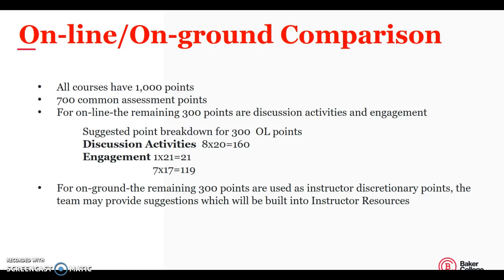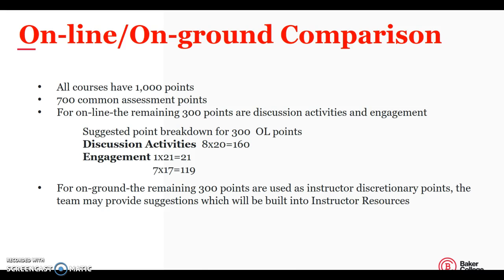The first thing to note is the online and on-ground comparison for our courses. All courses at Baker College have a total of 1,000 points. Each course has 700 common assessment points. This means that no matter the modality, OL or face-to-face, 700 of the total 1,000 points are the same. This usually includes things like tests, projects, major assignments, etc.